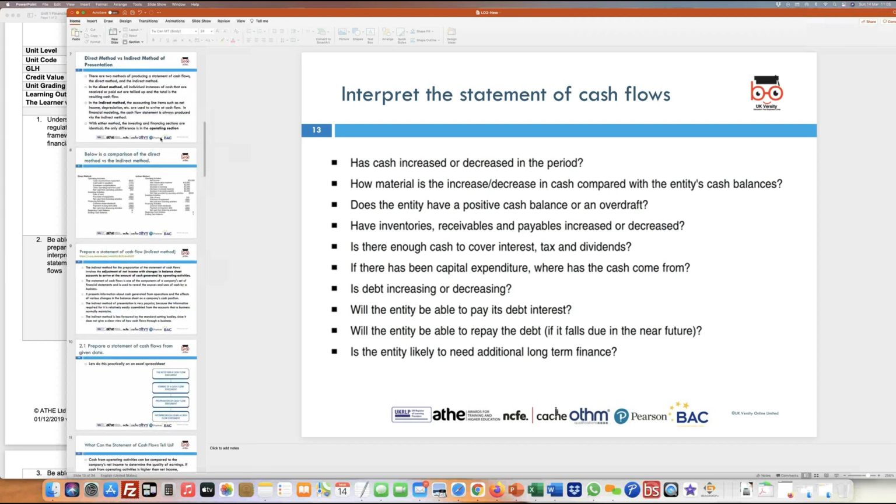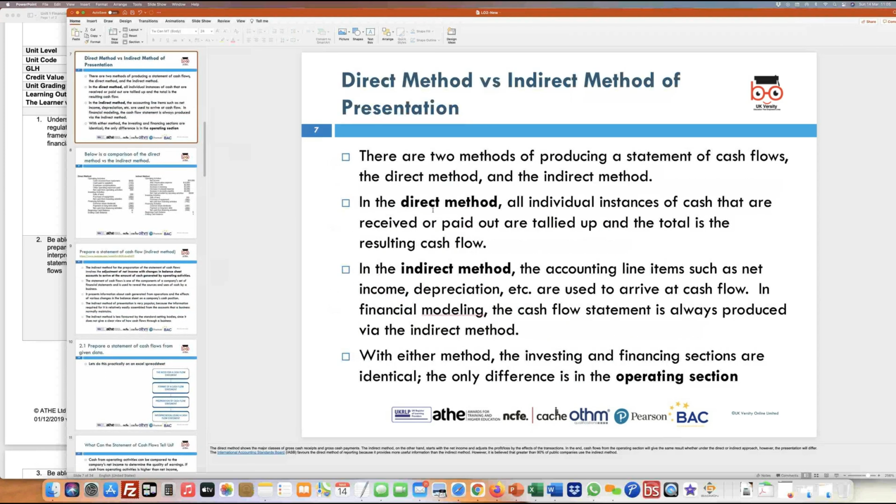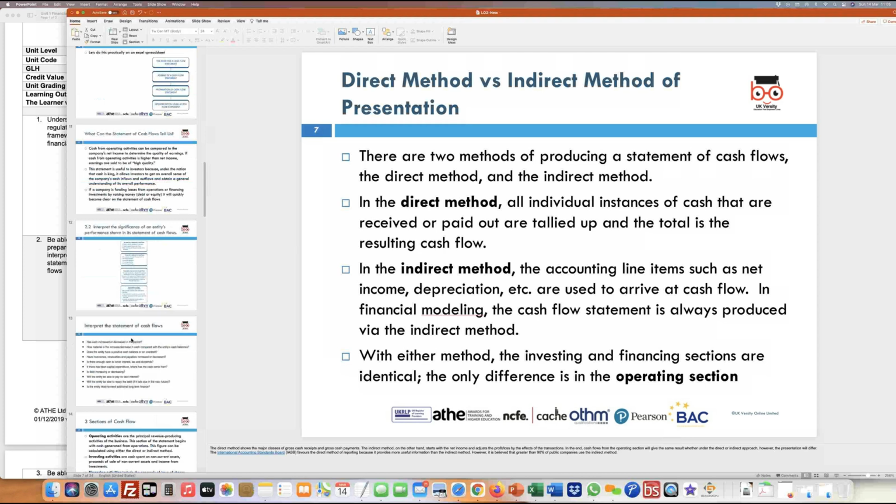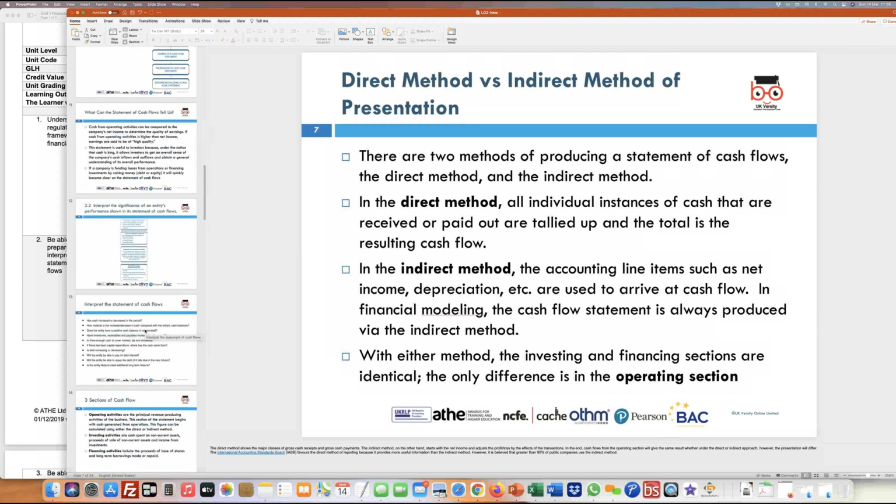That is correct, yes, absolutely. The only difference between the direct and indirect method tends to be the operating section of the cash flow statements. And obviously, when submitting accounts to Companies House, most companies submit the abbreviated accounts rather than the detailed accounts.